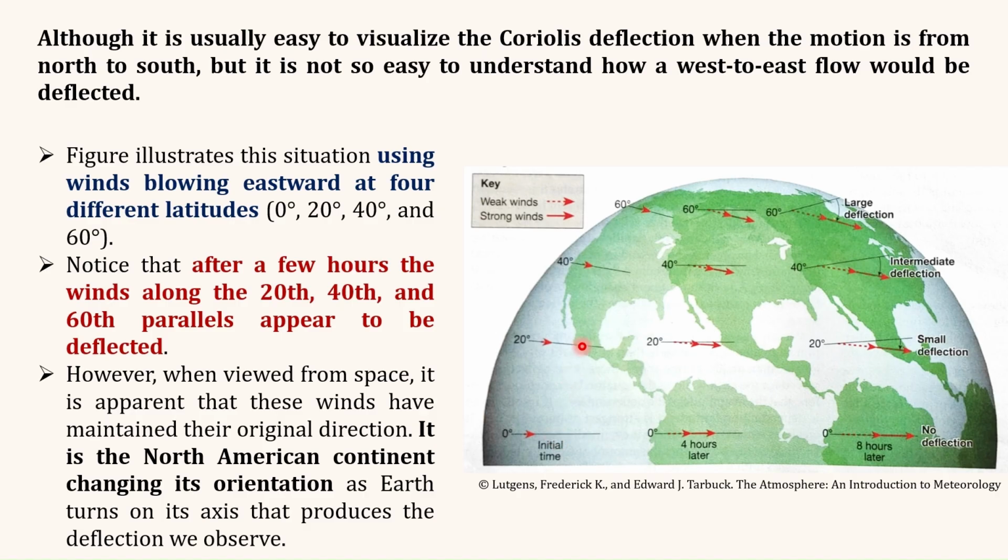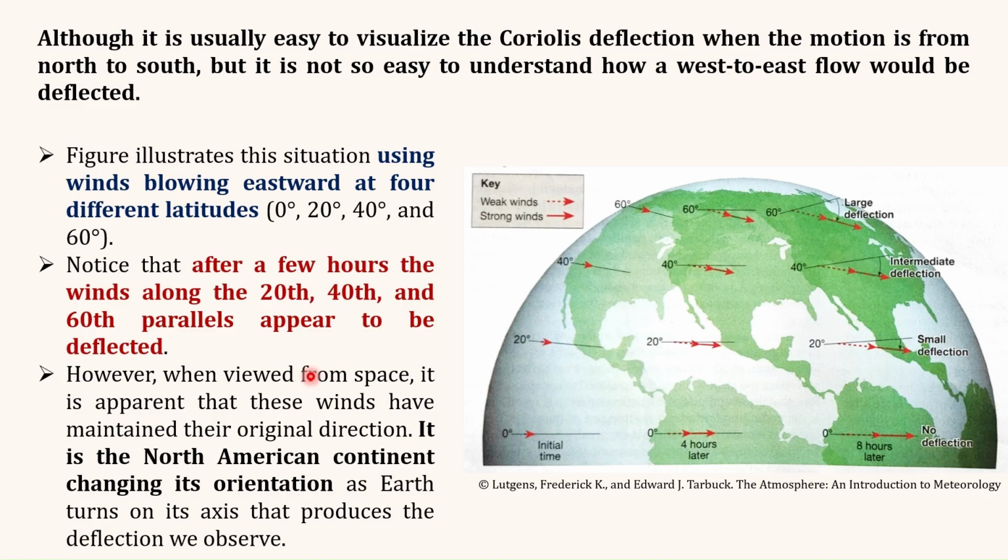Direction of wind at these four latitudes is shown for three time periods. This is the initial time, here we have after 4 hours, and here after 8 hours. An arrow with a dotted line represents weak winds, while the solid line arrow represents the strong winds. And if we notice, after 4 hours, the winds blowing at 20°, 40° and 60° parallels appear to be deflected towards the right of their original path, and the amount of deflection at all these latitudes further increases with time.